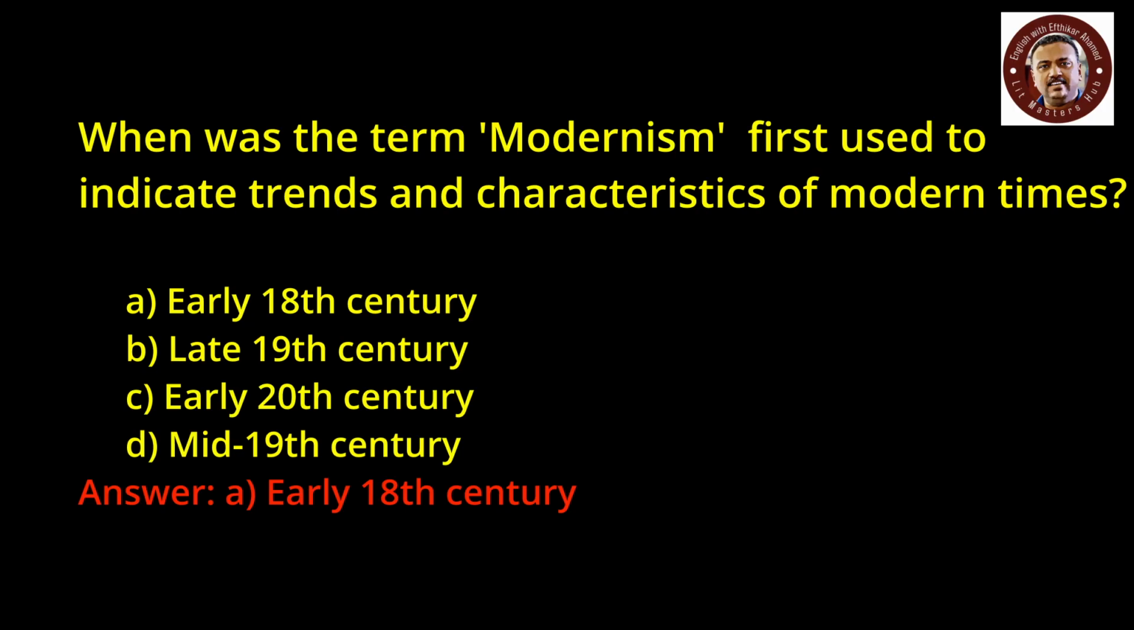Although modernism evolved significantly over time, its earliest use dates back to the early 18th century, where it simply referred to current trends of the era. This broad use eventually transformed into the more focused literary and cultural movement we know today.